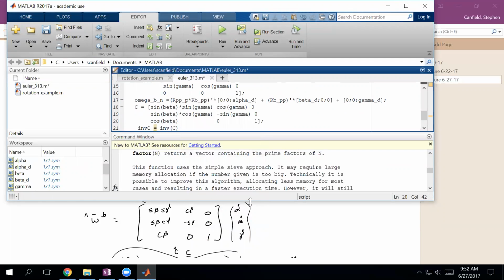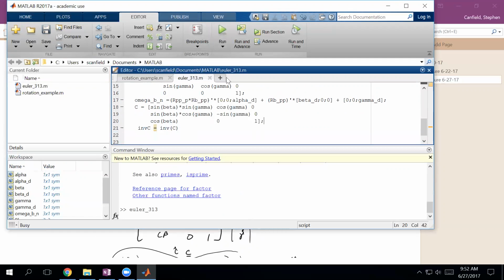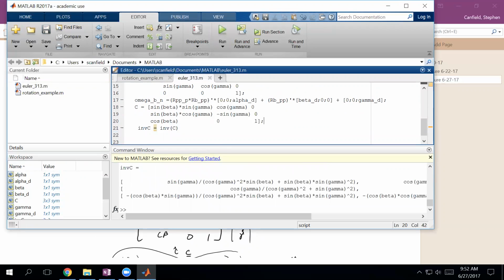So I'm going to go ahead and run this. And I get this guy down here, a little messy. That is the inverse of C. The reason I wanted that was because I'd written my Euler rotational equations alpha dot, beta dot, gamma dot as a function of something, omega. And I want to see what that is. Right now, C is a little messy. Hopefully you can clean it up.